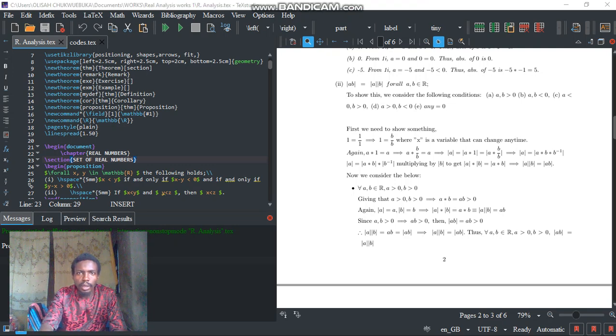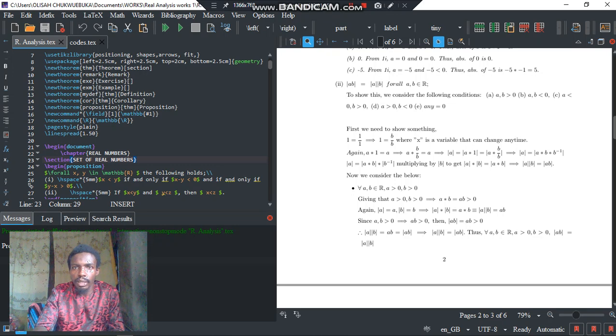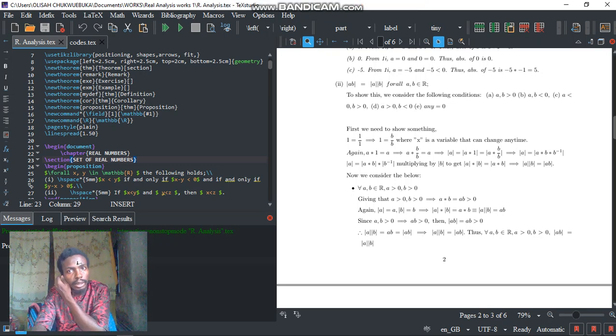So when we consider the following cases: when A and B are greater than 0, when A and B are less than 0, when A is less than 0 and B greater than 0, when A is greater than 0 and B less than 0, and when any of them equals 0. Those are the cases that we're going to consider.